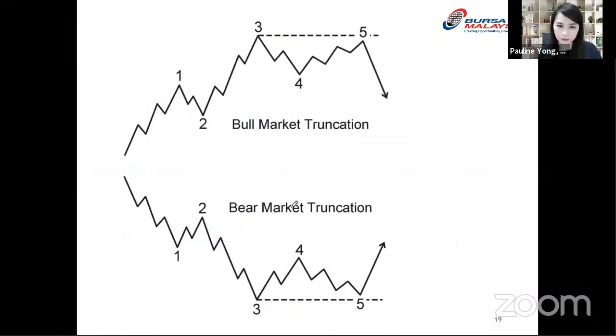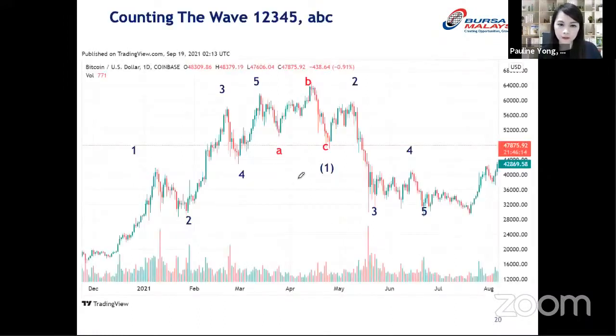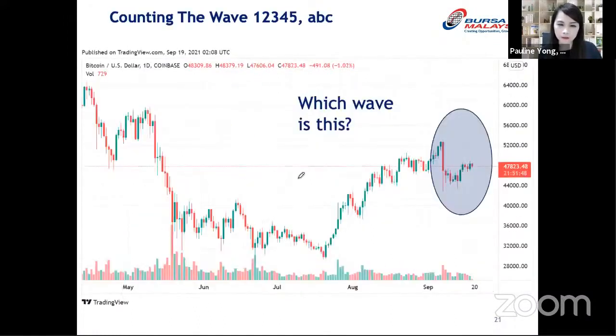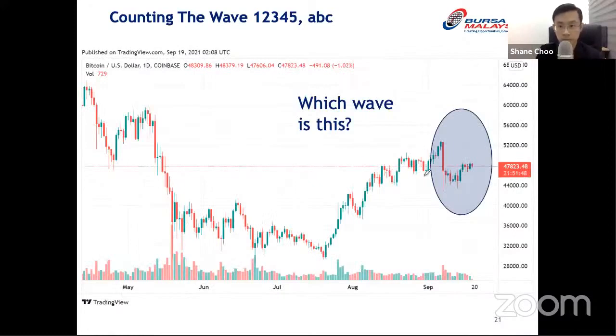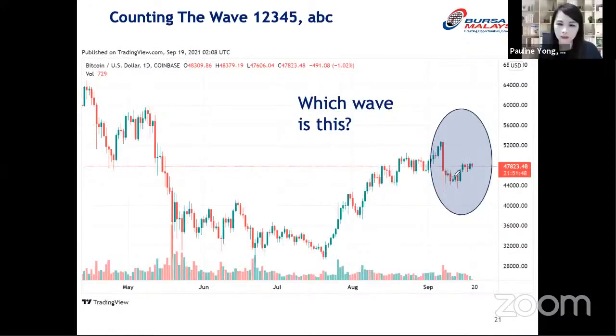I think I have almost finished my slides, the truncated one. Then actually I wanted to test you what is this here. What is this wave here? This one is looking at the Bitcoin. Okay, so September 20th, what wave is this? If let's say this is 1, 2, 3, 4, 5, and then ABC. Okay, so what is this wave here? This is 4 to 5.